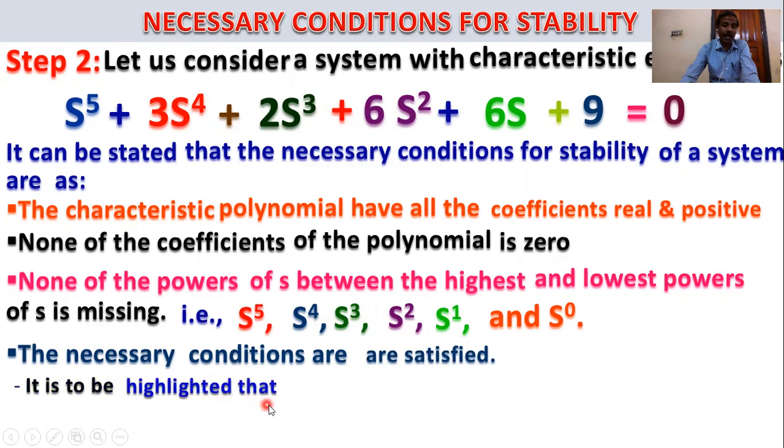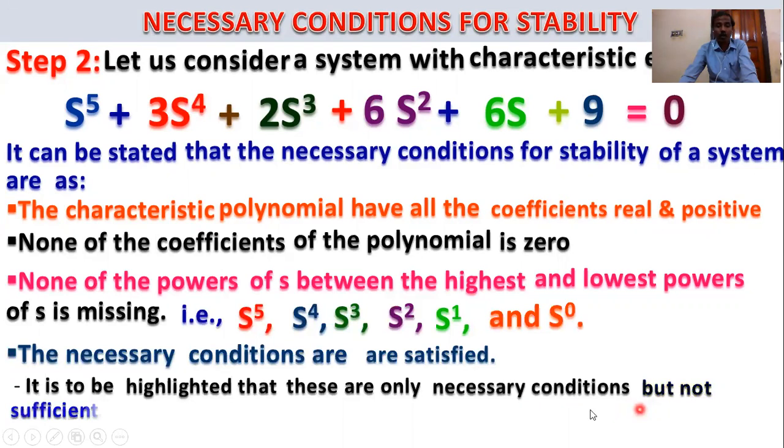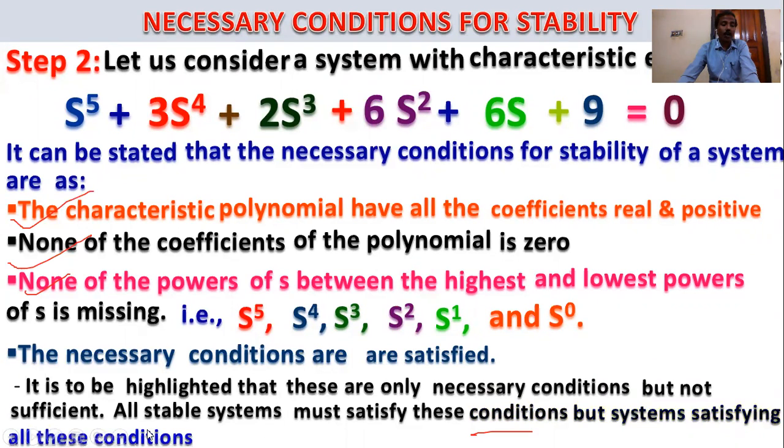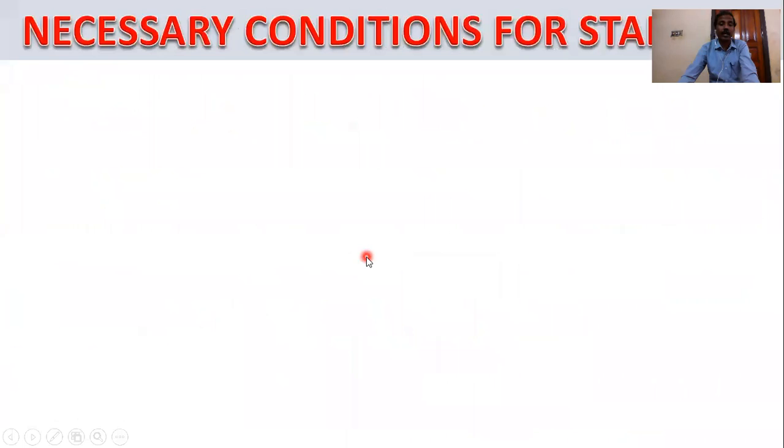It is to be highlighted that these are only necessary conditions but not sufficient. All stable systems must satisfy these conditions, but a system satisfying all these conditions need not be stable. So this is very important for the necessary condition.